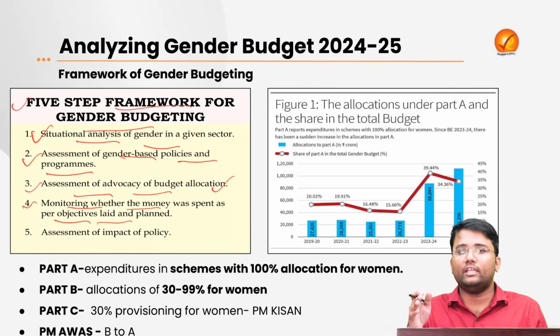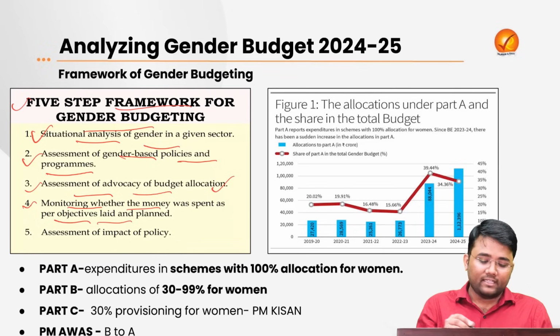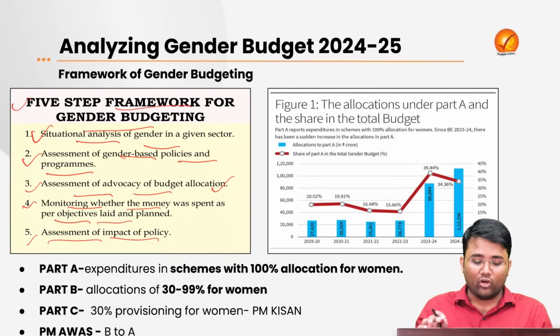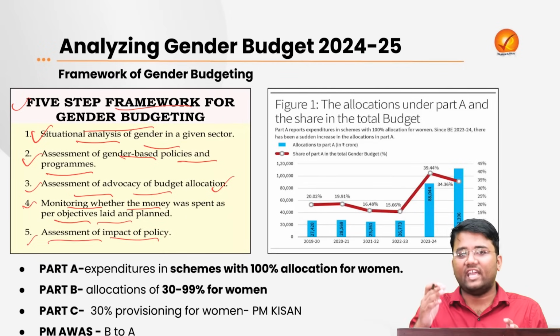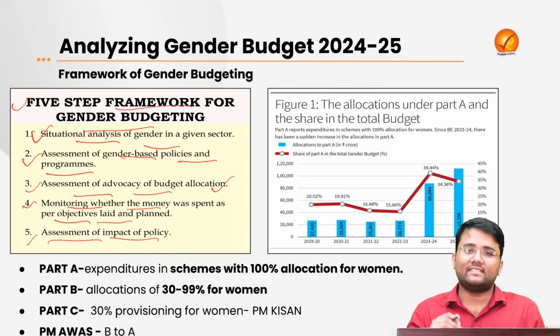That has helped in improving the social sector outcomes, that has helped in improving the condition of that particular gender or not. Then at last, assessment of impact of policy, that overall impact, how much that policy has performed and how much that policy has helped in improving the status of gender or specifically the women.